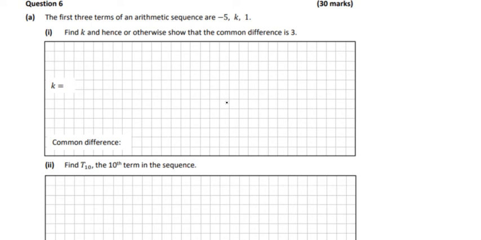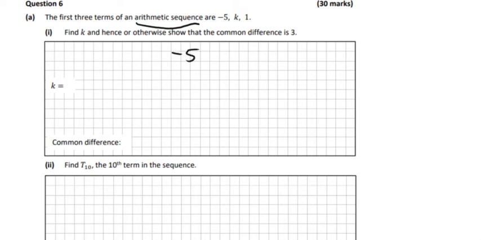Hi folks, so this is question 6. It's an arithmetic sequence, so you've got -5, this k number in the middle that we don't know yet, and then 1. With an arithmetic sequence they have to go up by the same amount each time.